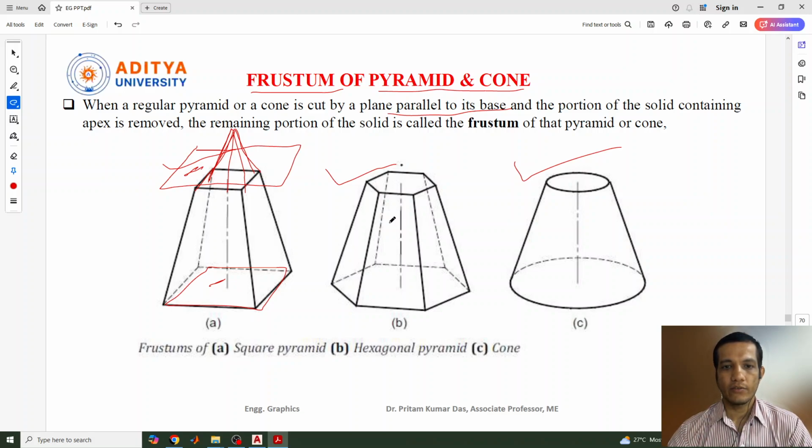In the hexagonal pyramid also the base will be a hexagon, and similarly one external plane will cut this pyramid in the middle or anywhere, parallel to the base. So we will get the frustum of a hexagonal pyramid. And similarly, the frustum of a cone: when one plane cuts the cone at any part, we will get the frustum of a cone. So this is the frustum of a pyramid, and this is the frustum of a cone.